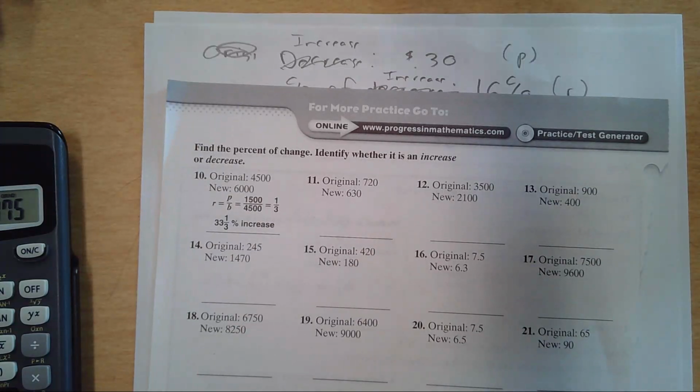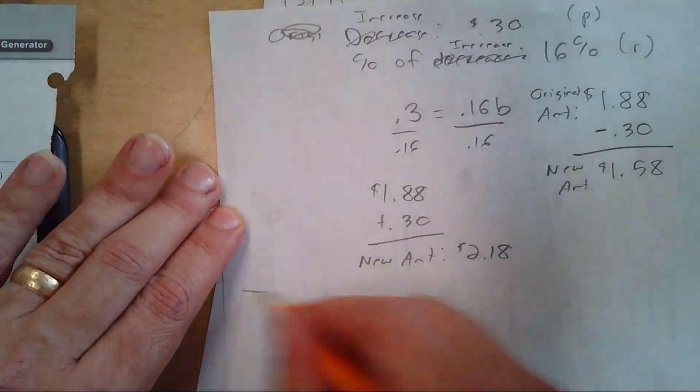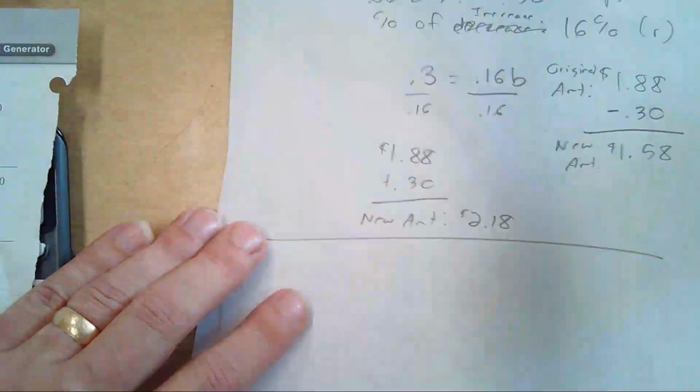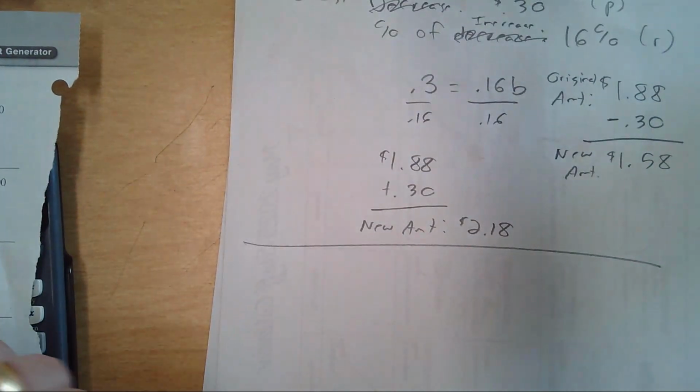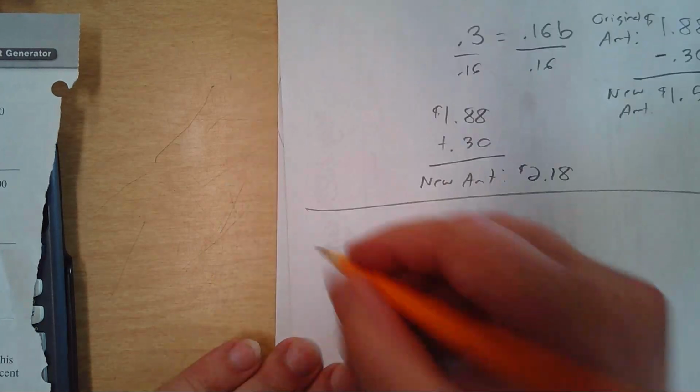So, find the percent of change. Identify whether it's an increase or decrease. So the P equals R times B formula doesn't really work so well with this one here. So I'm going to showcase a slightly different way to do this here. And I'm going to write out your formula here. What you need to do, we'll look at number 11 here.